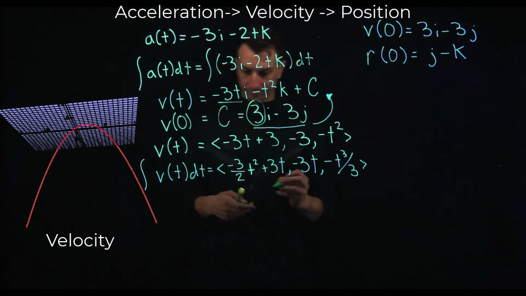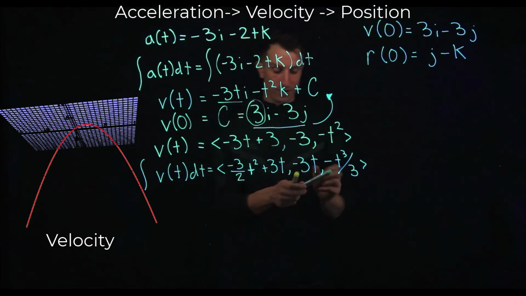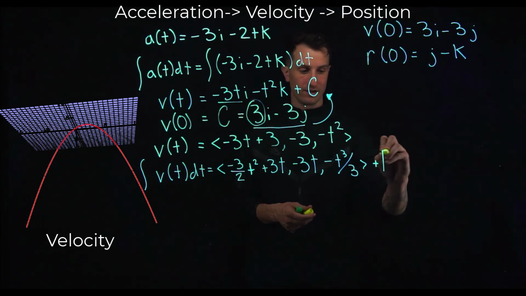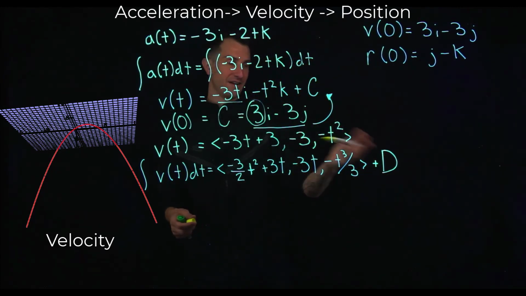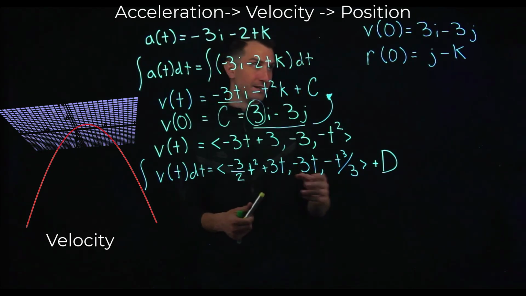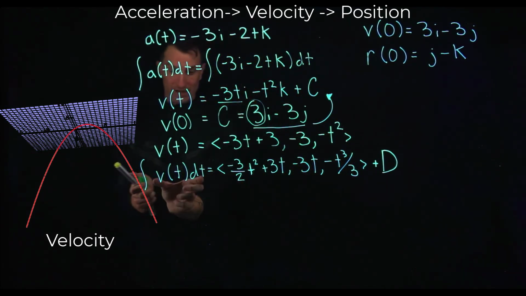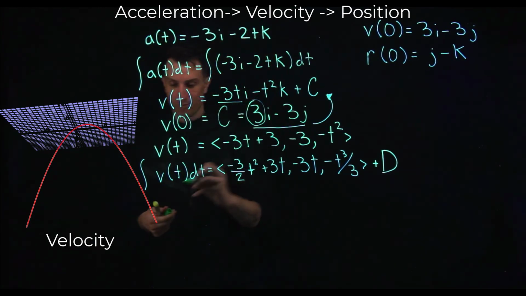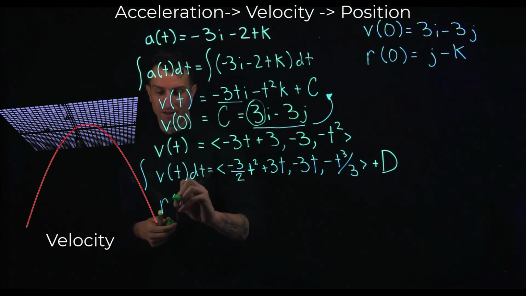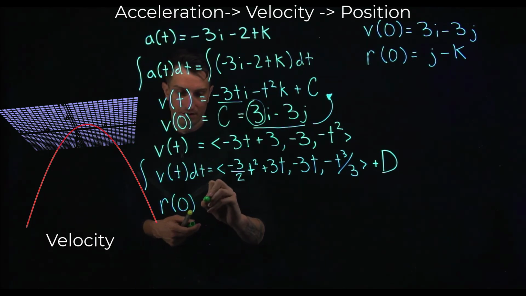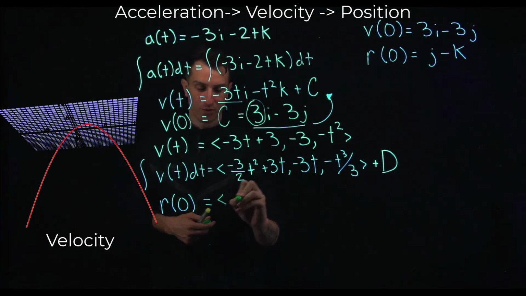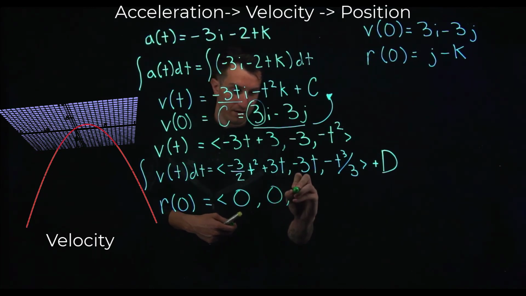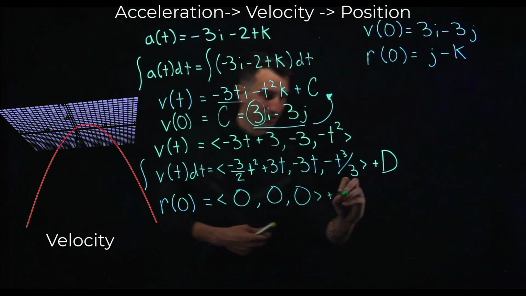Awesome. Okay, and of course we have to put plus some other vector here. We'll call it d. I'm calling it something different than c in this case because they don't have to be the same. So in this case, plus d. And again, I have what r of 0 is. Well, I know that the integral of v of t is r of t. So let's just plug in 0 here and see what we have. Well, if I plug in 0, I'm going to end up with 0 here, 0 here, and 0 here, plus d.